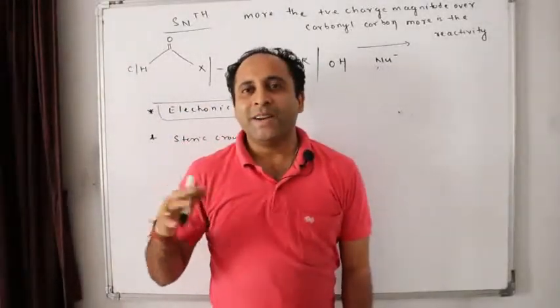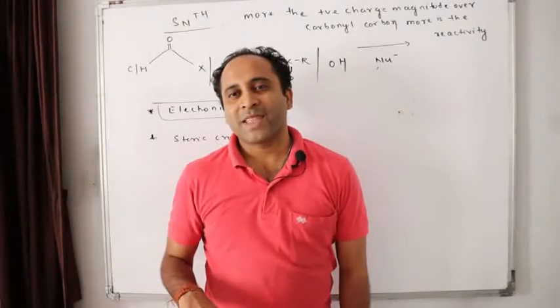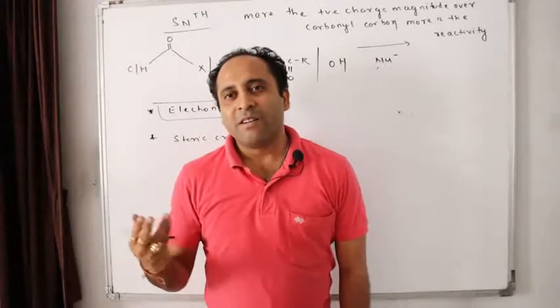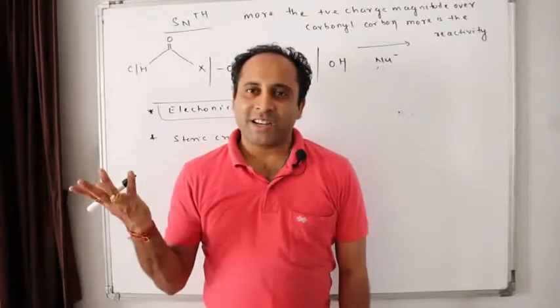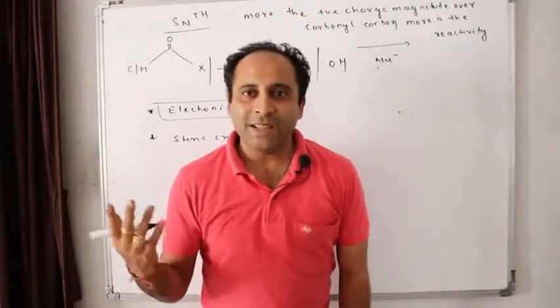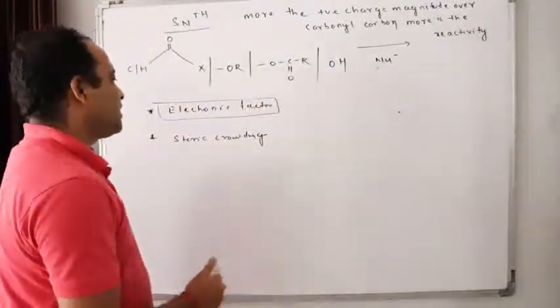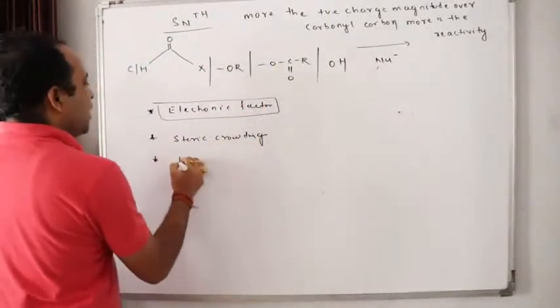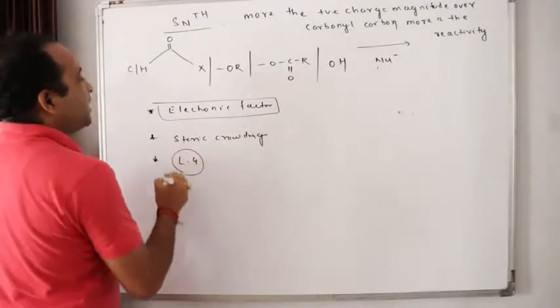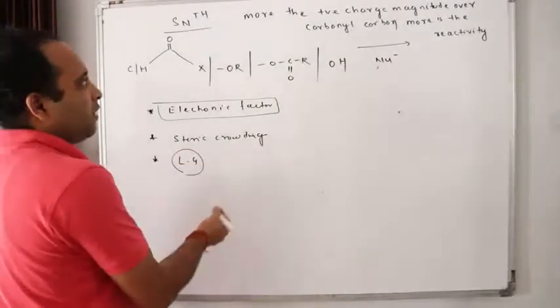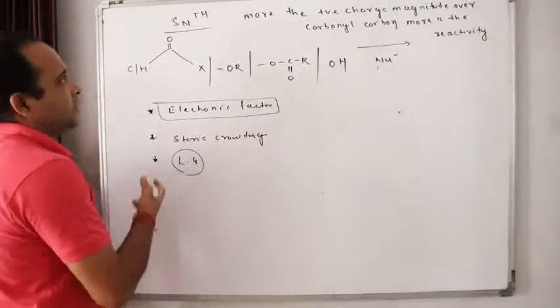More plus I means they will donate electrons, isn't it? After donating, what will happen? The charge magnitude decreases, stability increases, reactivity decreases. The third factor is leaving group tendency, and remember, a good leaving group also favors this SNTH.